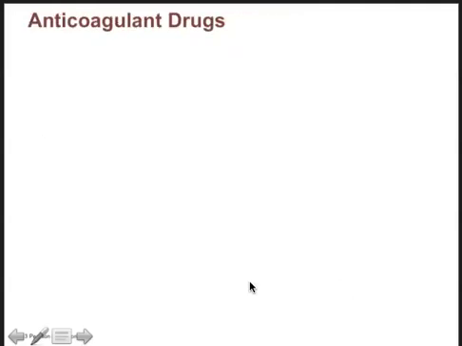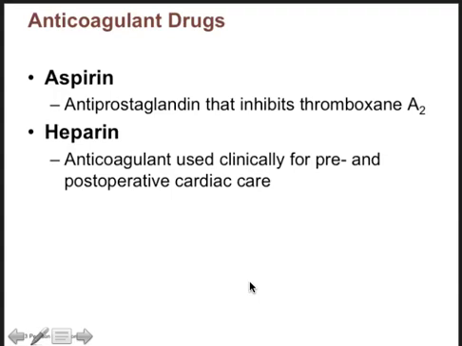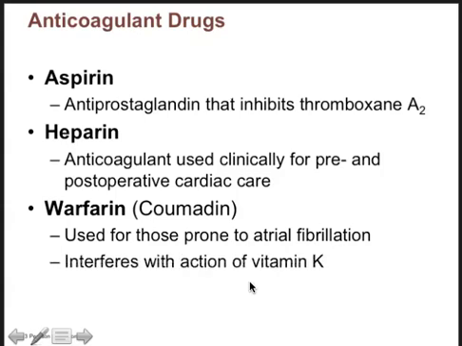So let's talk about some common anticoagulants. Aspirin is an easy one. It's an antiprostaglandin that inhibits thromboxane A2. Heparin is an anticoagulant used clinically for pre- and post-operative cardiac care. Warfarin is the one that we talked about in decon, also known as Coumadin, and it's used for those prone to atrial fib. It interferes with the action of vitamin K, and as a result, decreases blood viscosity and the tendency of the blood to clot.